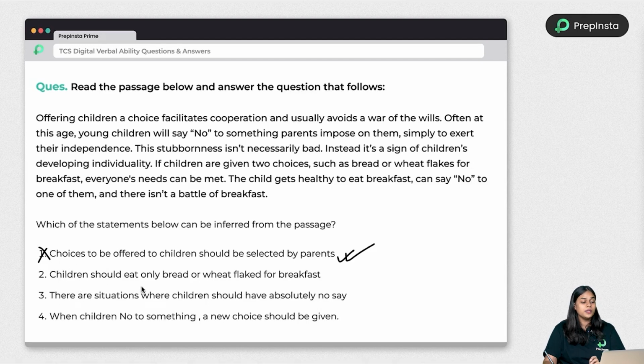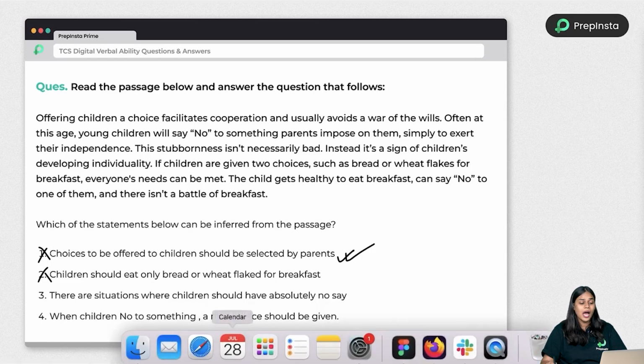Children should eat only bread or wheat flakes for breakfast. Is there a stated truth or a stated rule? No. They can have anything. You should give an option to them, but they can say no to it. Right? No is the only answer as it goes. There are situations where children should have absolutely no say.